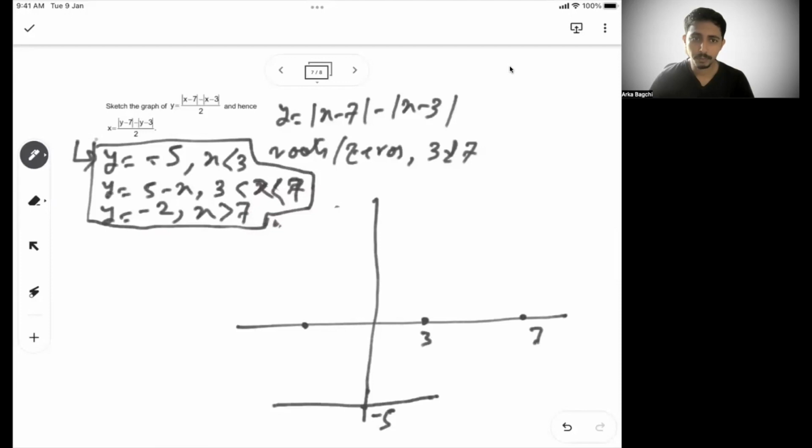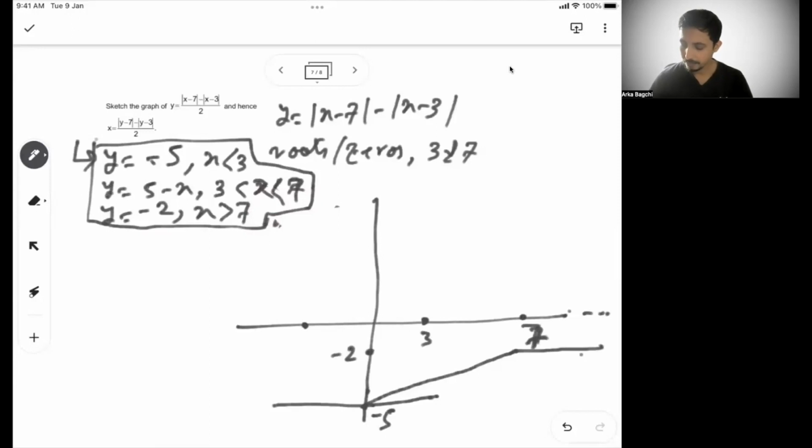Right? So -2 means it will be flat somewhere here. Wherever x is more than 7, this is -2. So from 7 onwards, whatever value x takes, 8, 9, 10, y value will be flat at -2. Right? So from here to here, this line.